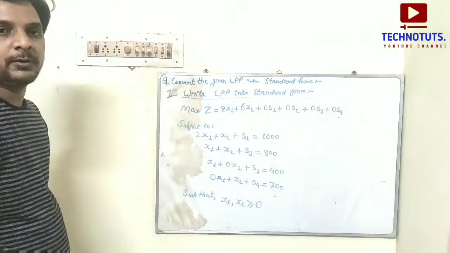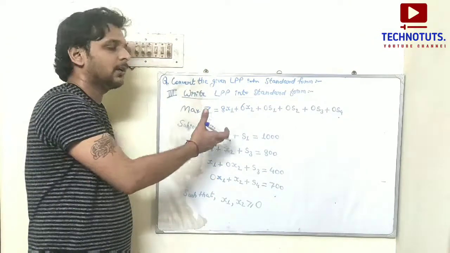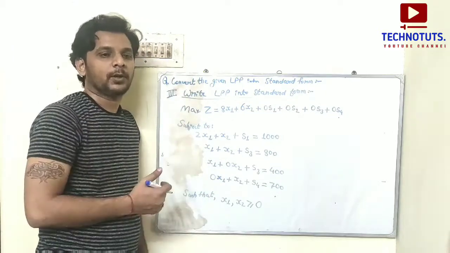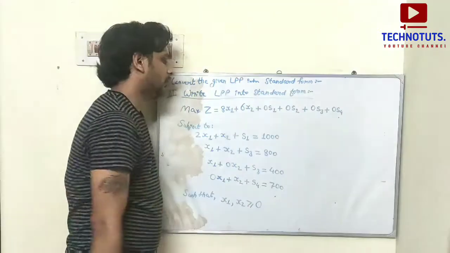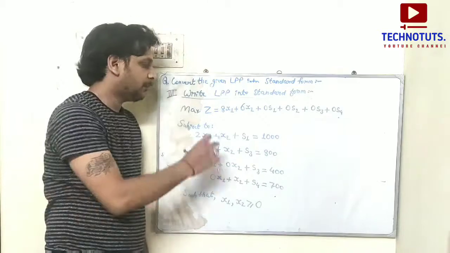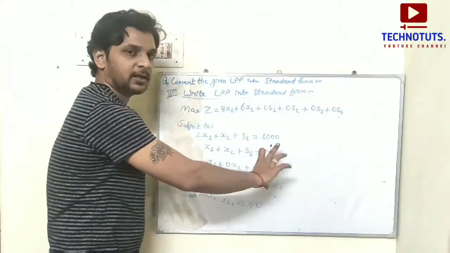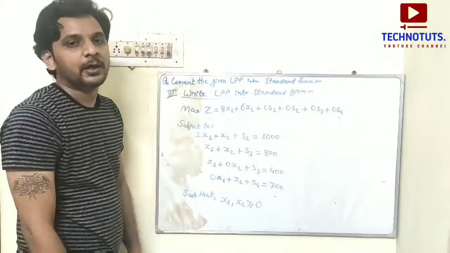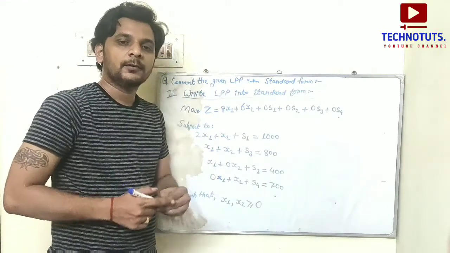Okay students, so this is the final answer, this is the final standard form of the given linear programming problem. Okay, this maximize part, z is equal to 8x1 plus 6x2 plus so on, is known as the objective function. This subject to part is known as the constraints, and this such that part is known as the non-negativity condition. Okay students, got it? Understand it?